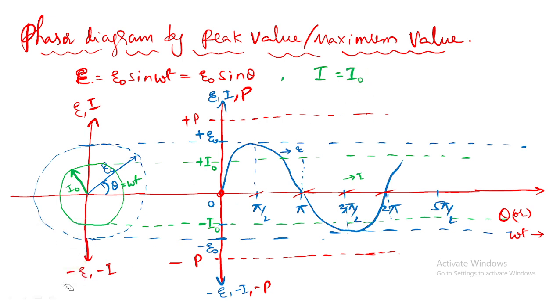What is the formula you got, Harishan? Cos of omega t, you got it right? Omega t plus pi by 2. Right, beta? Chalo.